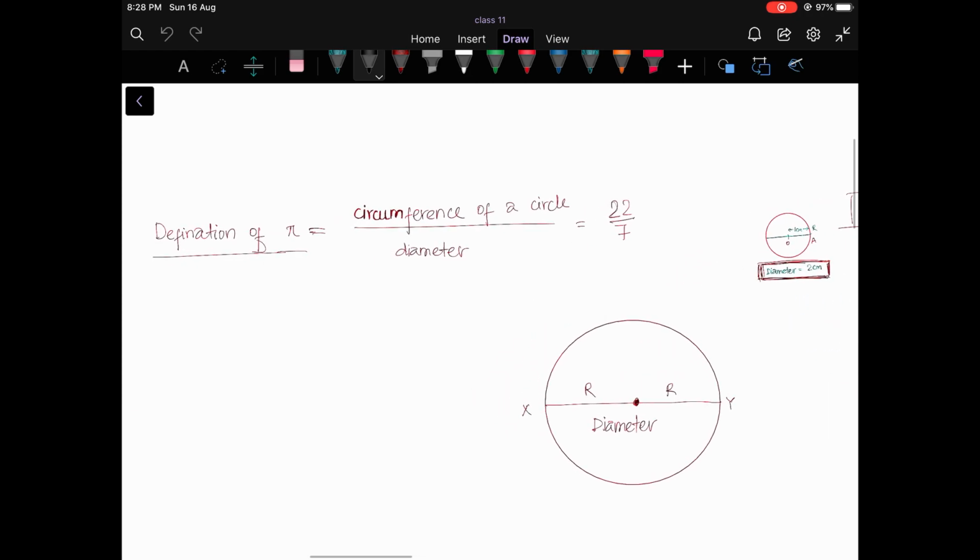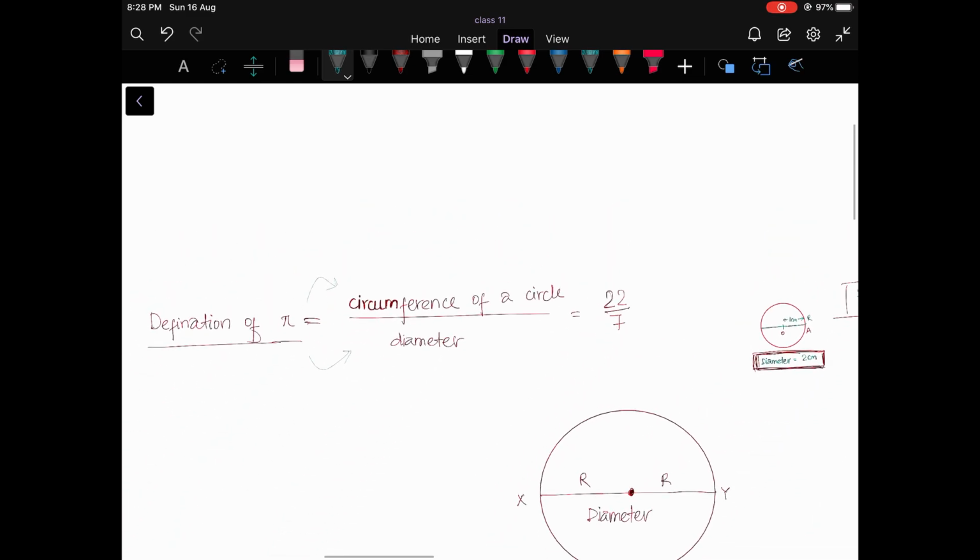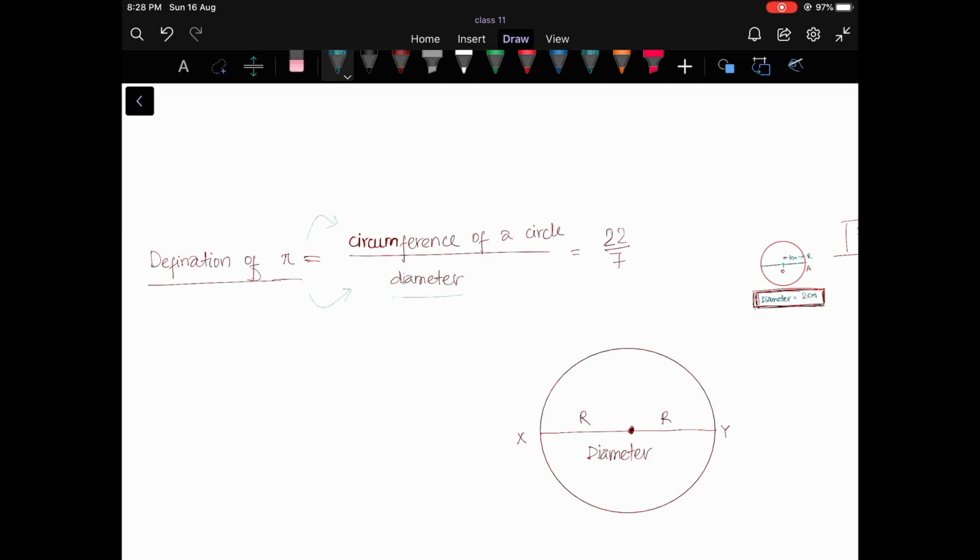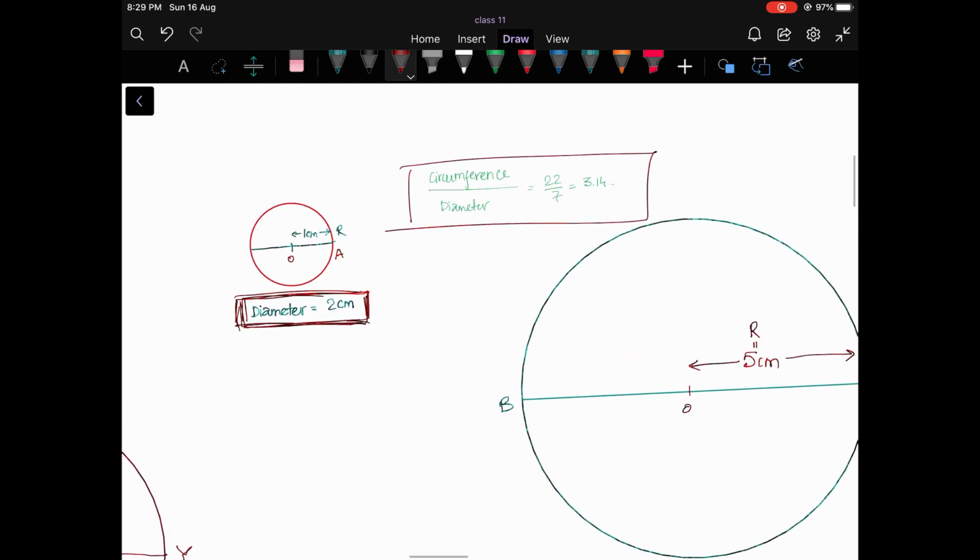First, let's start with the definition of pi. Pi is defined as the ratio of the circumference of a circle to the diameter of the circle. And this ratio for any circle is found to be 22/7. That means if I take a circle whose radius is 1 centimeter, whose diameter is 2 centimeters, and I calculate the circumference of this circle and divide it by its diameter, I am always going to get a number that is 22/7, which comes out to be approximately equal to 3.14.